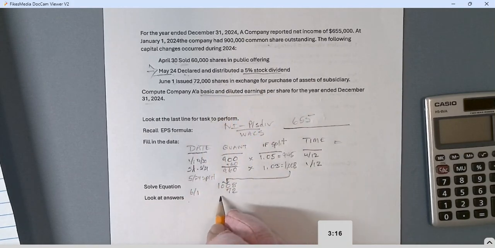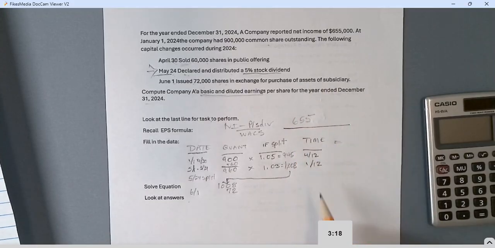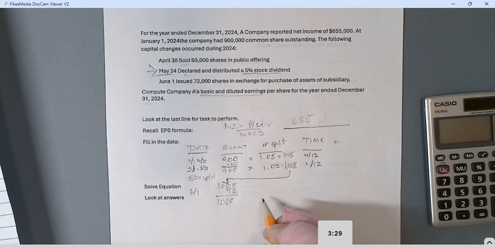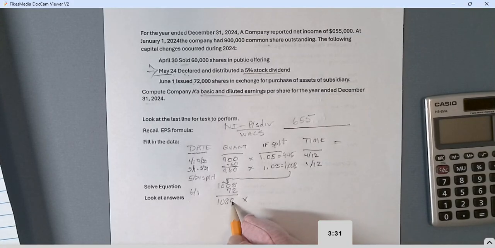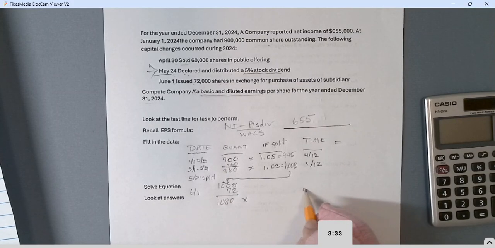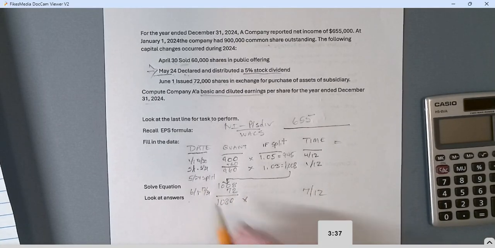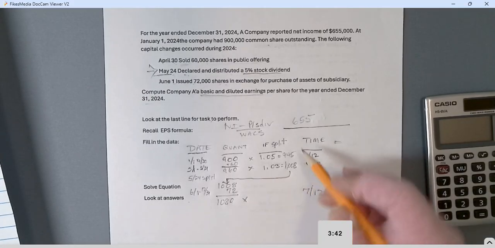I issued 72,000 shares in exchange for the purchase of an asset of a subsidiary. Doesn't matter what you did with it, it's still an issue. Okay, so I have 1080, and that was outstanding. The 1080 is outstanding for 7/12. So 6/1 to 12/31, 7/12.